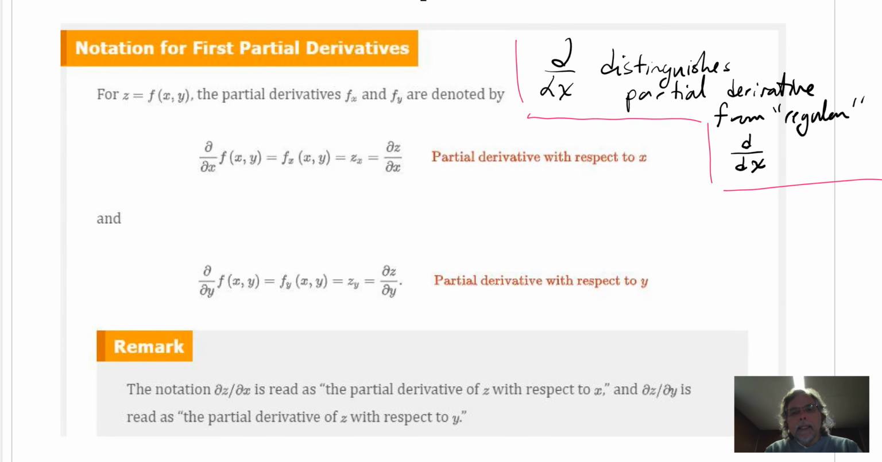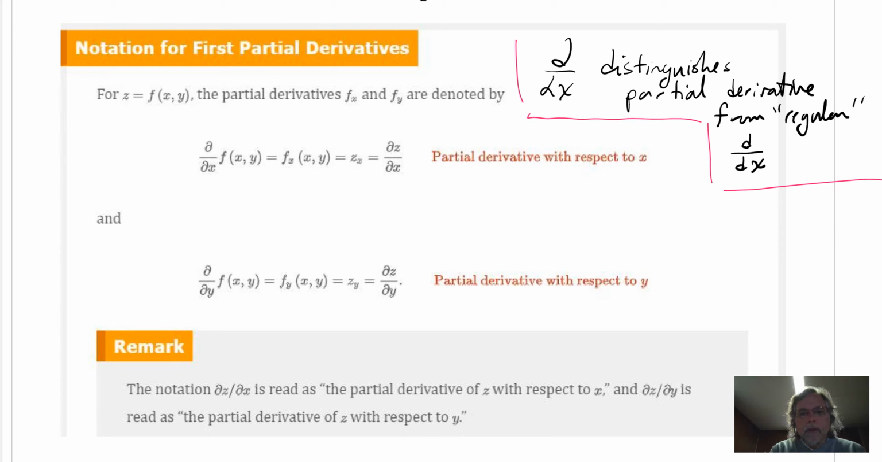So that's the idea of partial derivatives. A function of two variables, you have two different partial derivatives where you regard one of the variables as constant and take the derivative with respect to the other variable. There are a few different ways that partial derivatives are written in terms of the notation, and here they are.